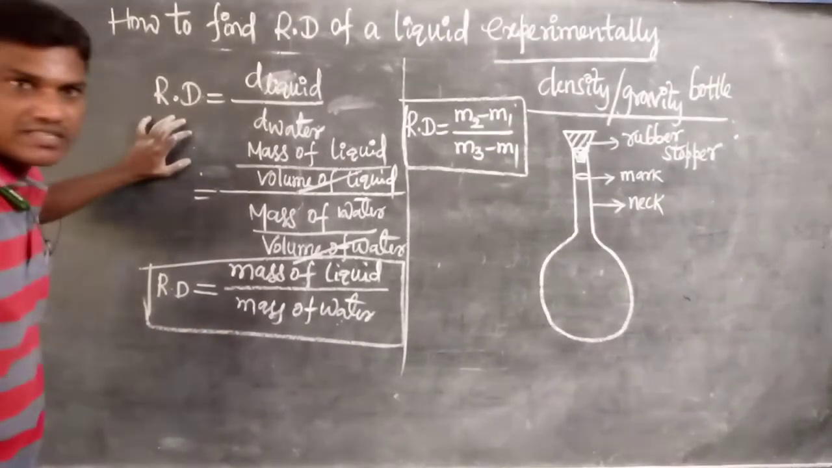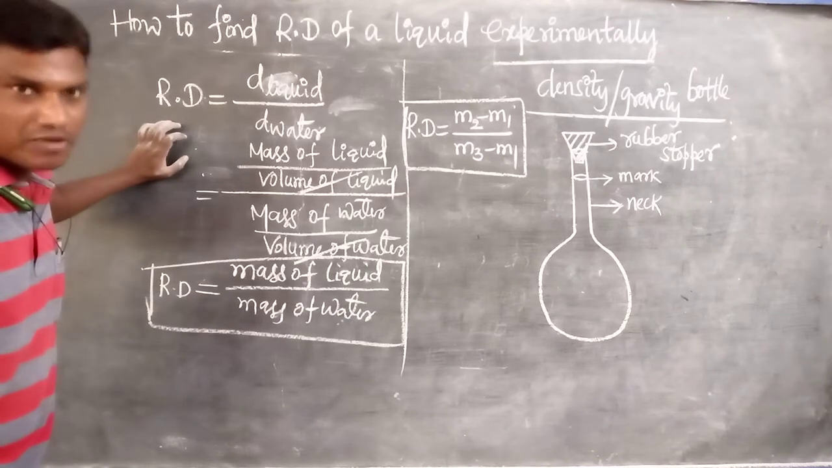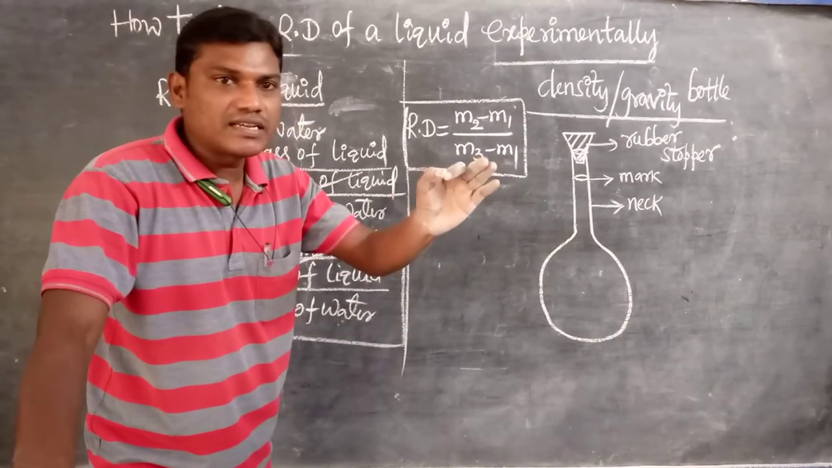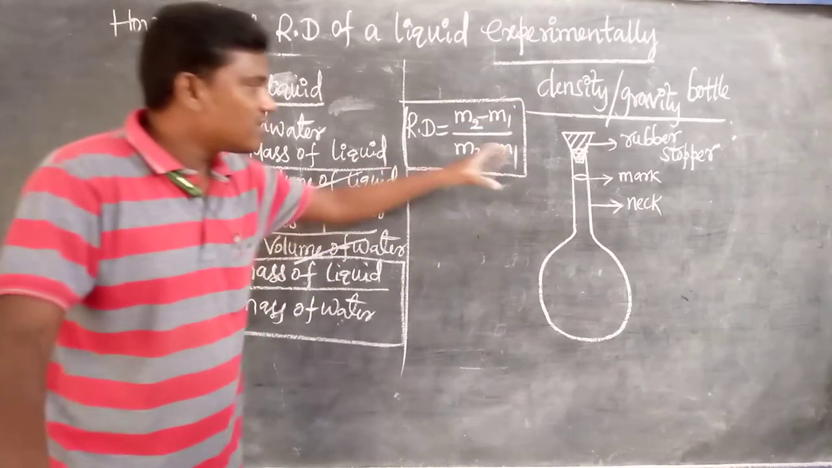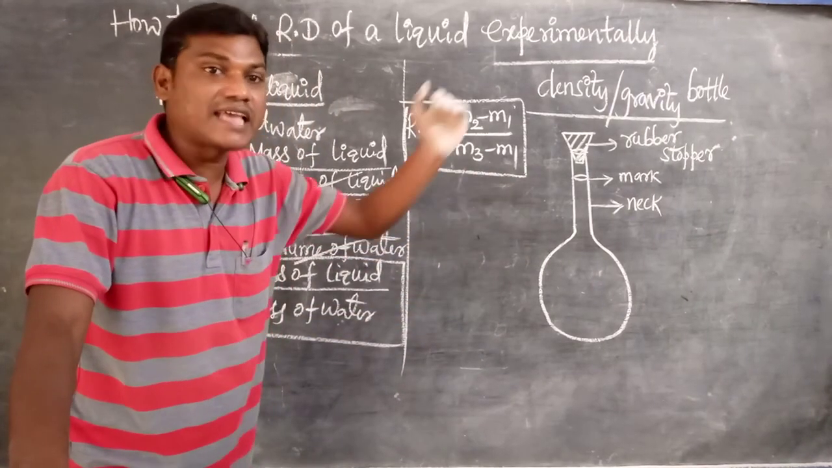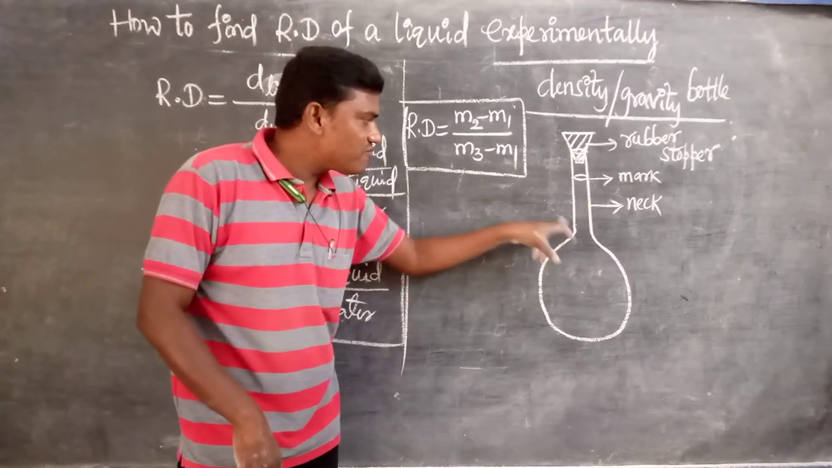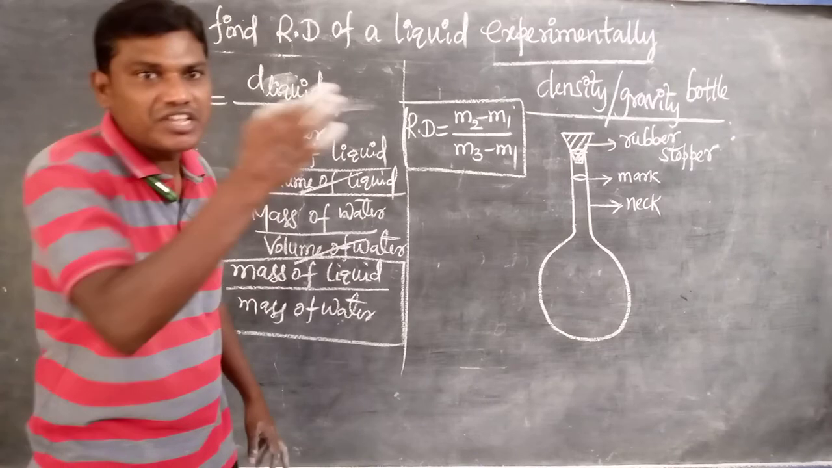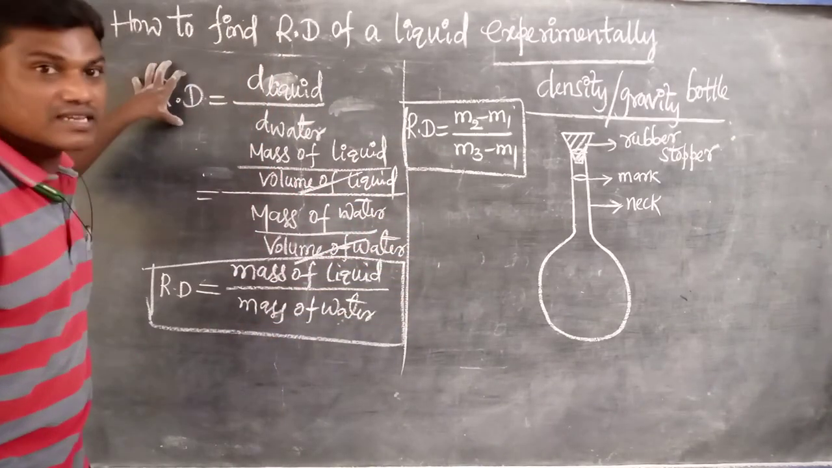After that, the procedure. Under the procedure, you can write: take an empty density bottle along with the stopper, measure its mass and note it as M1. Now the bottle is filled with the liquid up to the mark and measure its mass and note it as M2. Now remove the liquid and clean thoroughly. Again fill with the water and measure its mass and note it as M3 grams. After that, the next side heading is calculation.